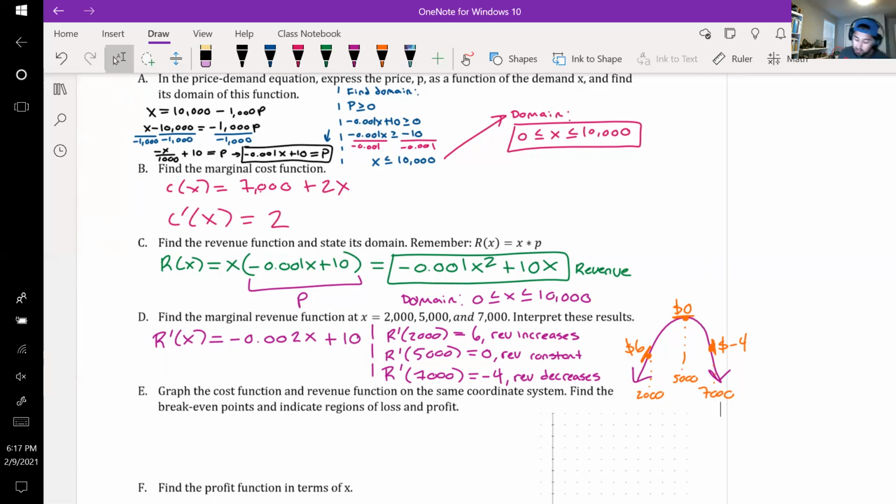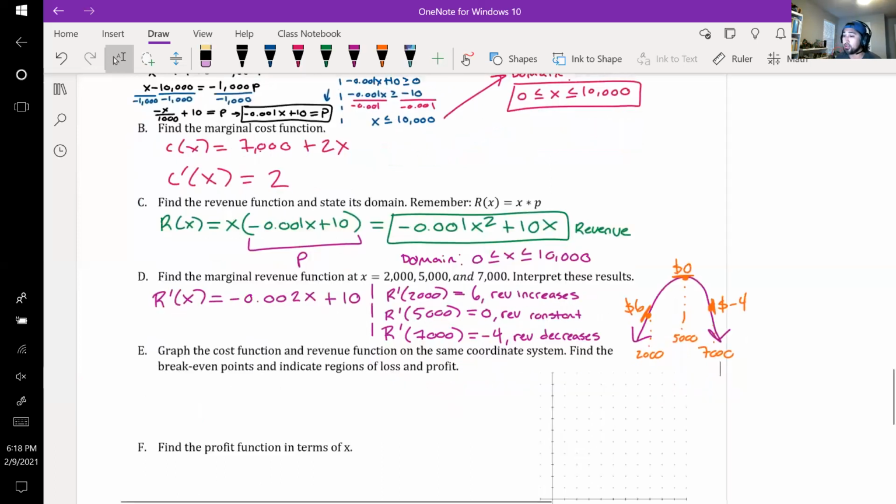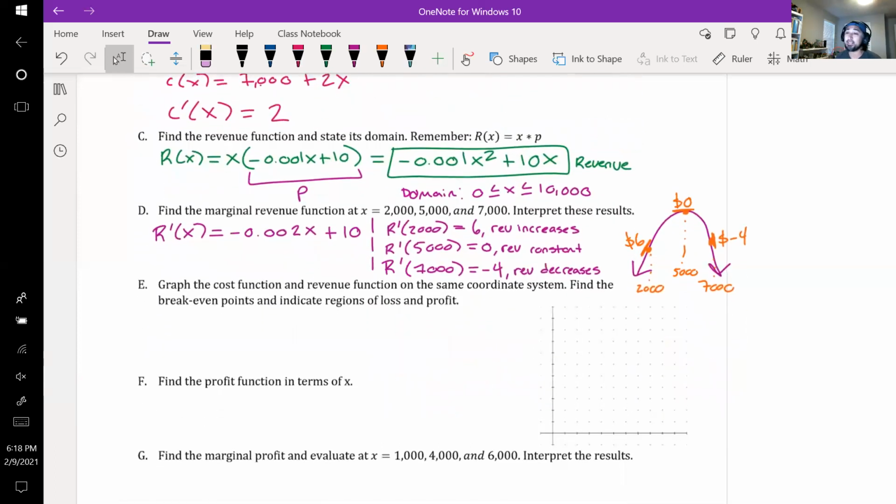Cool. Okay. And the next is graph the cost function and revenue function on the same coordinate system. Find their break-even points and indicate regions of loss and profit. Whew. All right. We're going to cheat code this bad boy, because if we go ahead and try to find the break-even points, it's going to involve the quadratic formula, and this will probably take like 25 minutes.